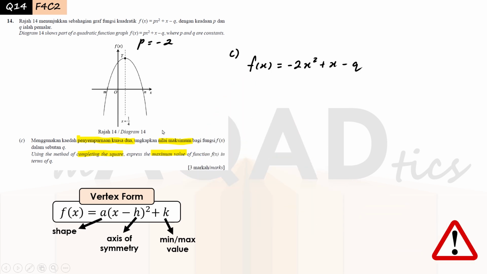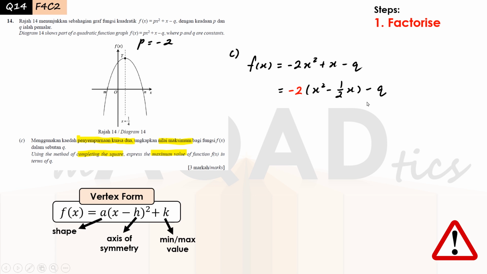So the first step is to factorize. We are going to factorize the coefficient of x squared, which is minus 2, from the terms that have x, okay, which are these two. So these two values I'm going to divide by negative 2. Okay, so it will be something like this, and the minus q here I can just leave as it is.